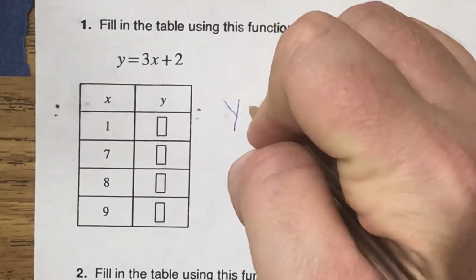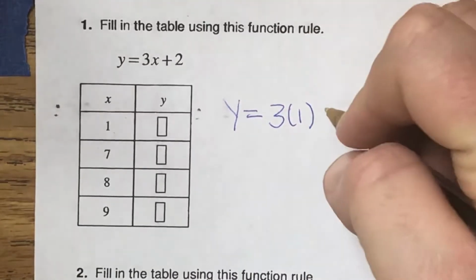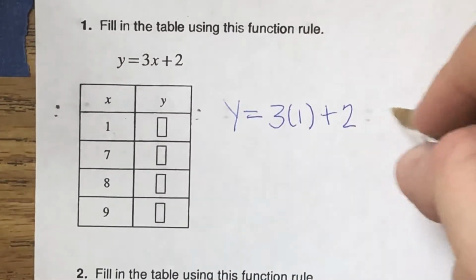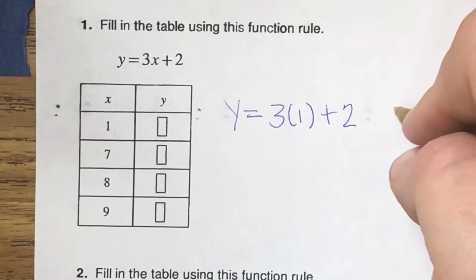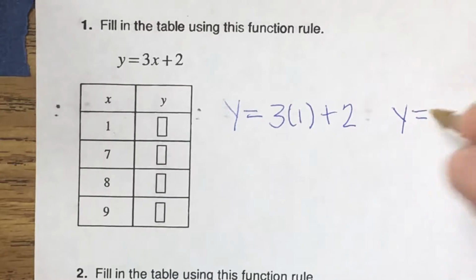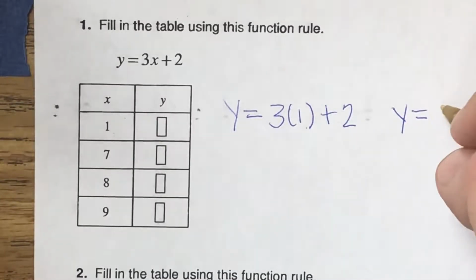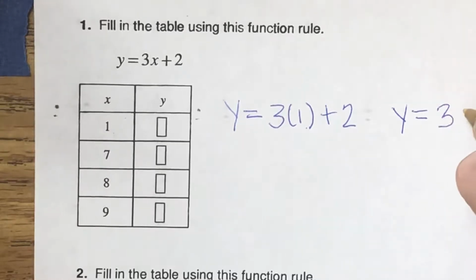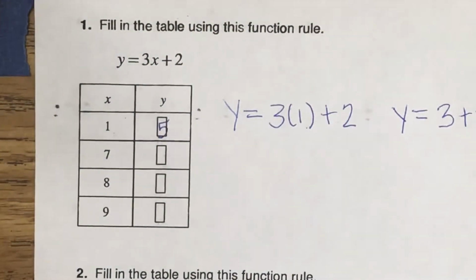I'm going to take y equals 3 times 1 plus 2, which would end up being y equals 3 times 1, which is 3, plus 2, or y equals 5. So my answer right here would be 5.